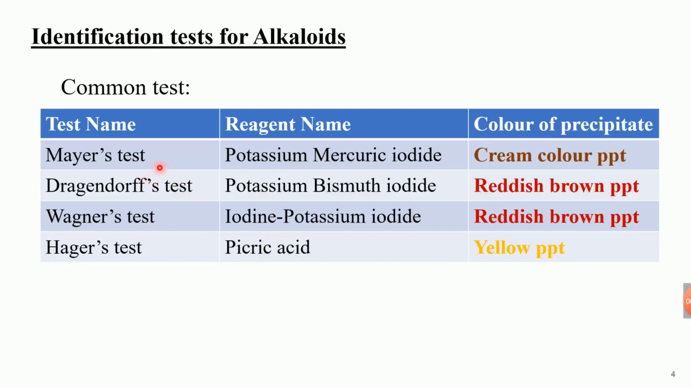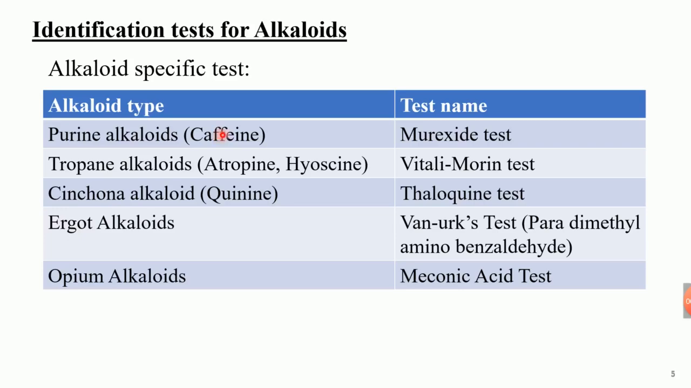Here you should remember the names of all the four common tests used for identification of alkaloid along with their reagent names. Many times the Dragendorff test reagent has been asked in examinations. Next time they might ask another example or another reagent name, test name. So you should remember the reagent name and test name for the common tests.